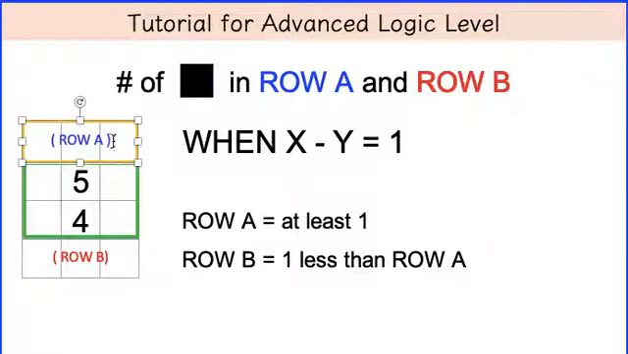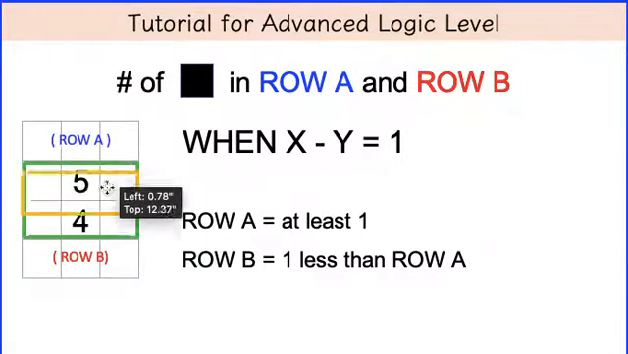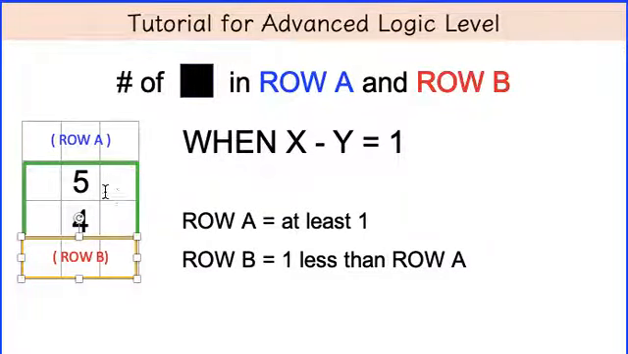Now, if you look at this row here, since we have 3 here, I would have 1 black square. So if I have 2 black squares up here, I would have 3 here, and then I would have 1 here. So 2 black squares and 1 black square. So row B is 1 less than row A. I had 2, I had 1.